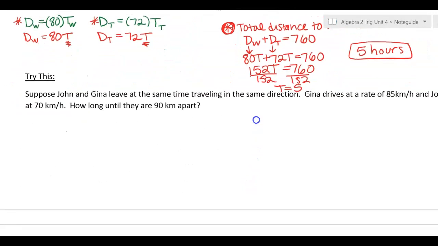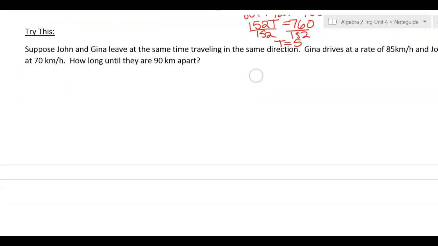So I'm going to look at the try this. It's really similar. So this says, suppose John and Gina leave the same time traveling in the same direction. So the picture looks slightly different. This time you'd have John and you'd have Gina traveling in the same direction.